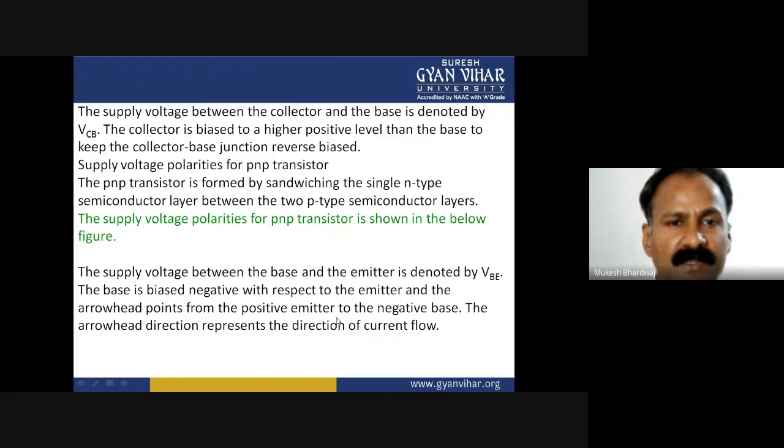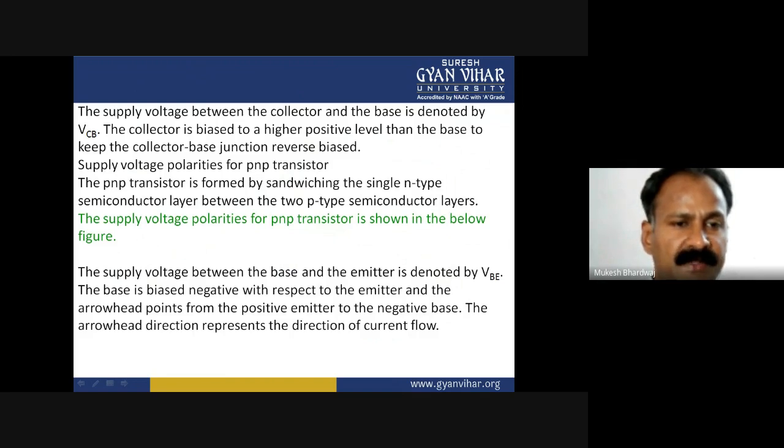The supply voltage between the collector and the base is denoted by VCB. The collector is biased to a higher positive level than the base to keep the collector base junction reverse biased.